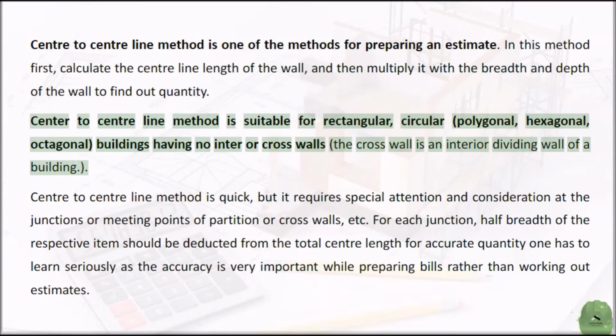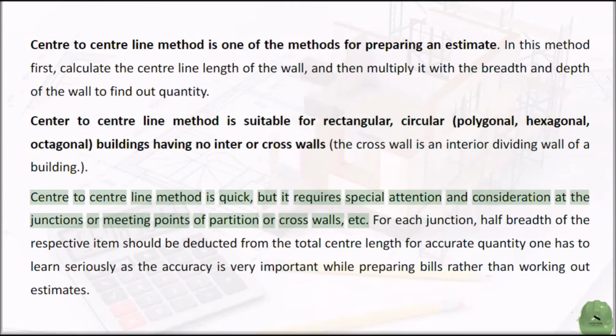Center to center line method is suitable for rectangular, circular, polygonal, hexagonal, octagonal buildings having no inter or cross walls. The cross wall is an interior dividing wall of a building. Center to center line method is quick, but it requires special attention and consideration at the junctions or meeting points of partition or cross walls, etc.